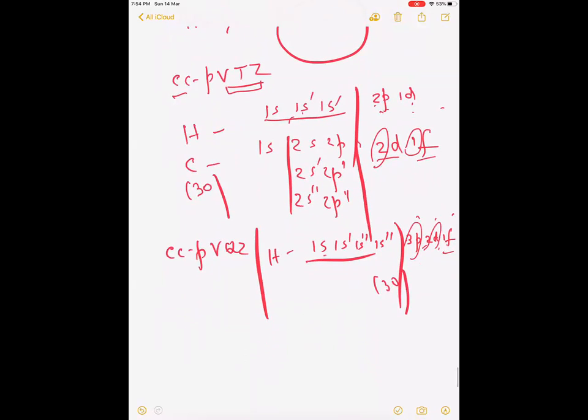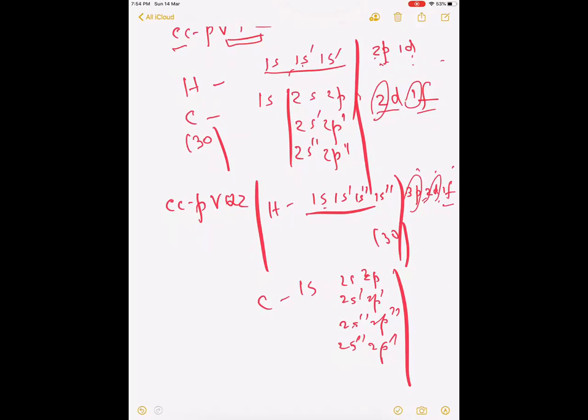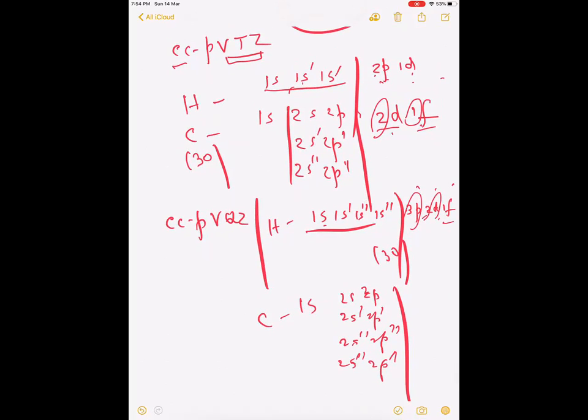And of course, if I do for carbon, for the CCPVQZ, I will have 1s, 2s, 2p, and 4 such sets: 2s prime, 2p prime, 2s double prime, 2p double prime, 2s triple prime, 2p triple prime. And then now tell me, what will be the number of polarization functions for the carbon? In CCPVQZ, I have 5s, 4p. I will have D, F, G, right? I had only D and F, but this is a quadruple zeta, so I will have D, F, G. So it will have 3D, 2F, 1G. I hope it's clear. All of you understand what I'm doing now.